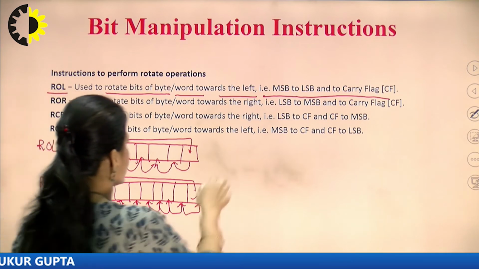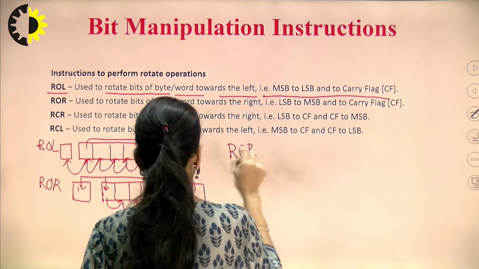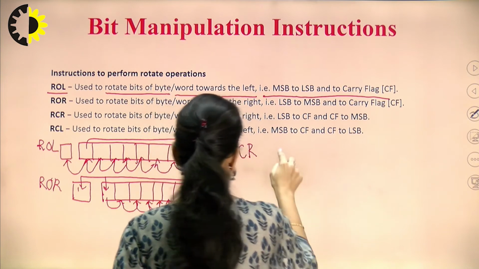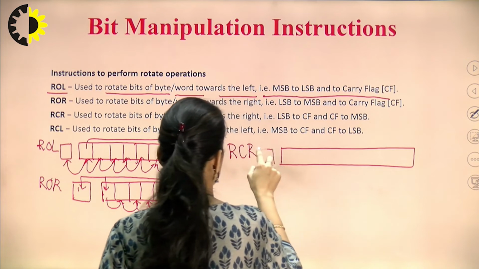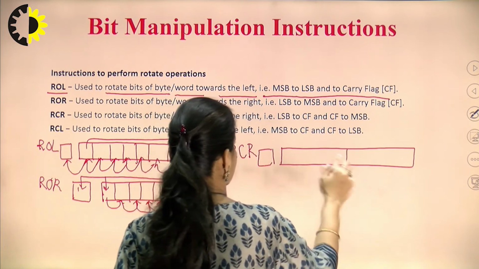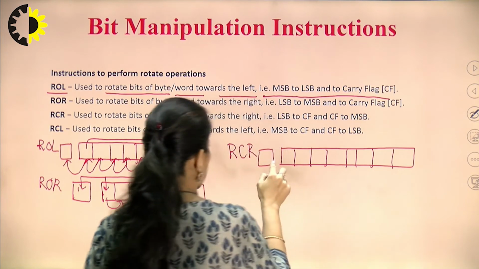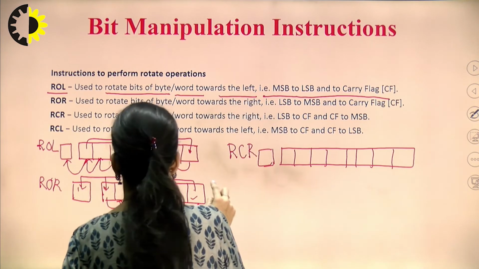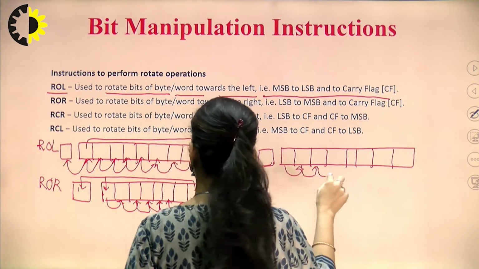Now the next two cases are RCR, that is the right rotate along with the carry. So what will happen in this case? This is the carry. So what is happening here? In RCR, right shifting is being done.